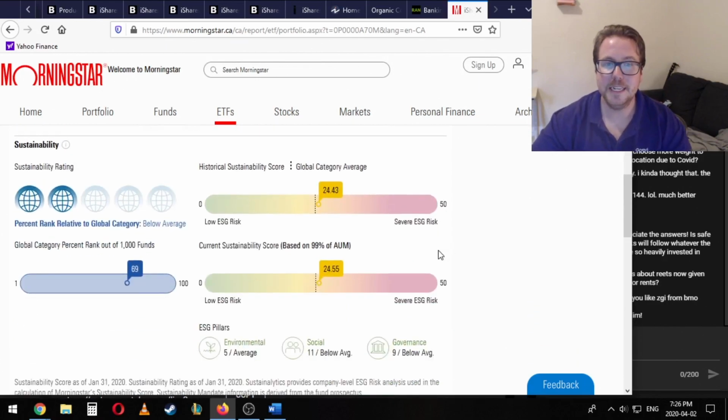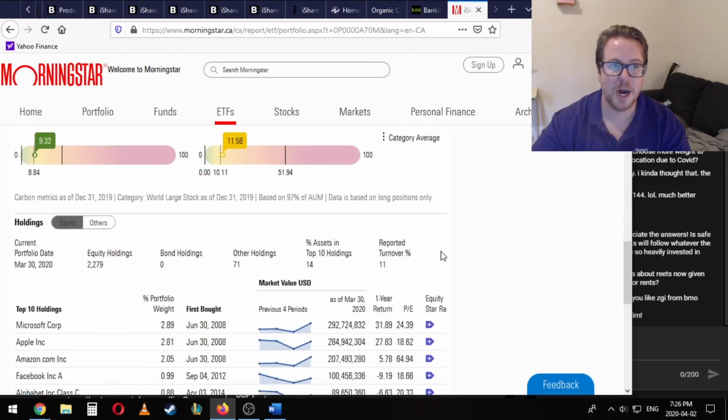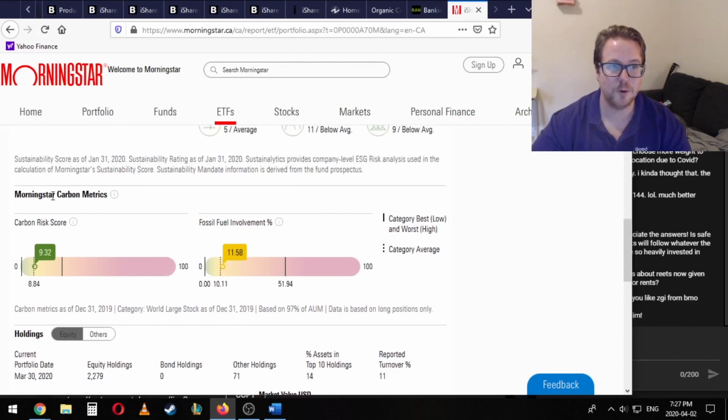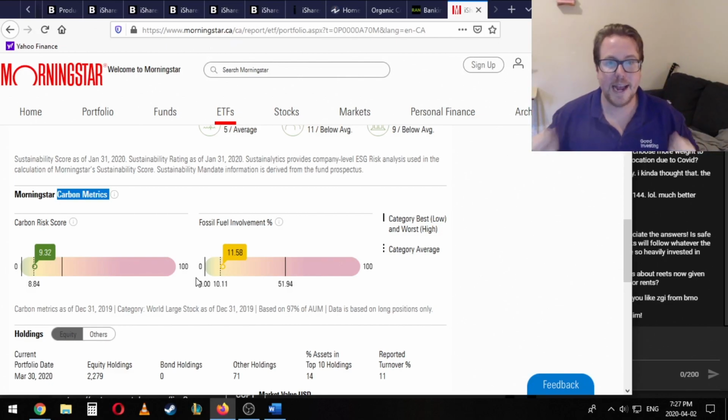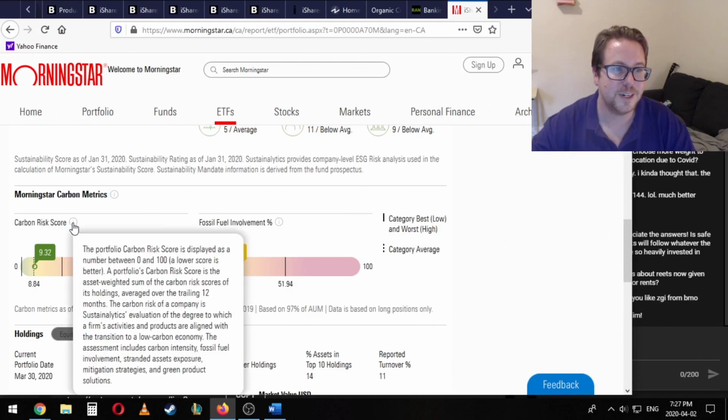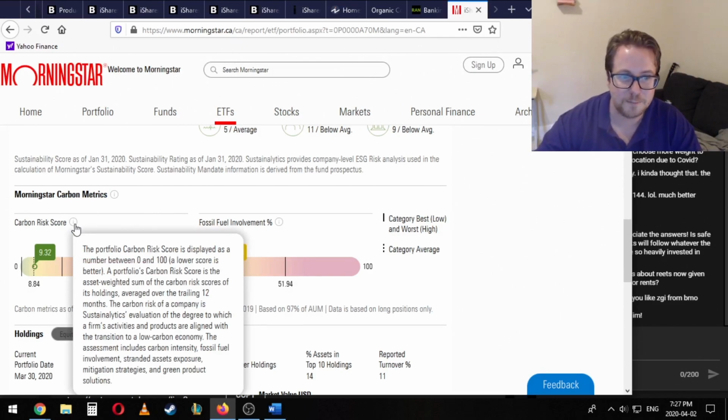So you can see here, when it comes to these ETFs, look at this in Morningstar, I get these carbon metrics. And this to me is just so awesome that I get this data available for free through Morningstar. So you can see here, it gives me the carbon risk score. This is a number between 0 and 100. A lower score is better.